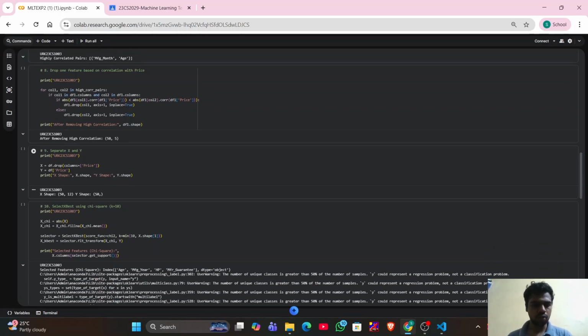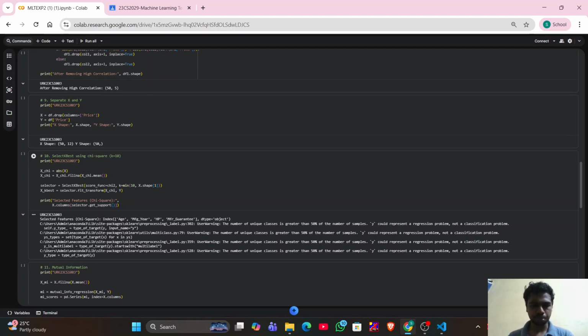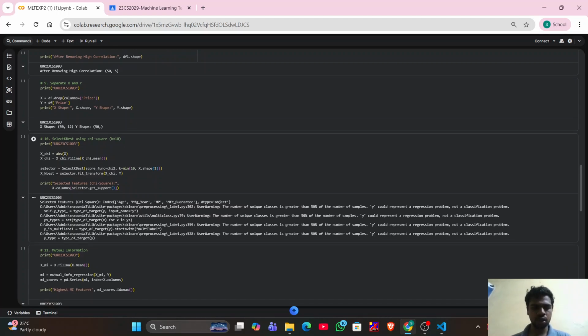For question 10, we are using SelectKBest with chi-square where k is equal to 10. Chi-square measures dependency between feature and target. A higher chi-square value means a stronger relationship. The important thing is that chi-square requires non-negative values. This is why absolute values and missing value filling are done here. We select the top 10 best features. That's why we are giving k equal to 10.